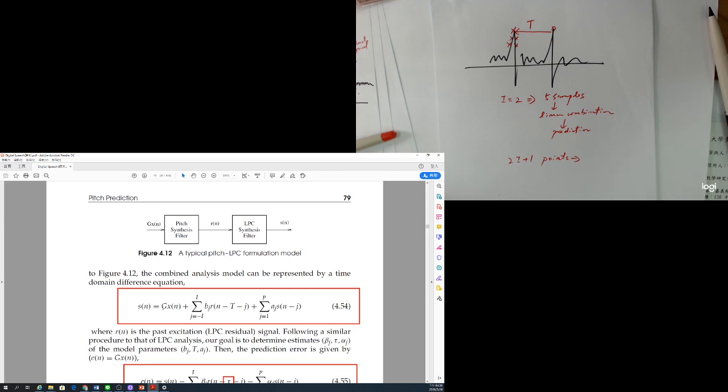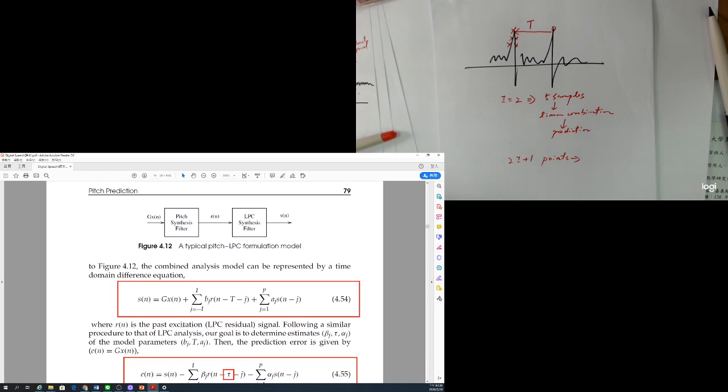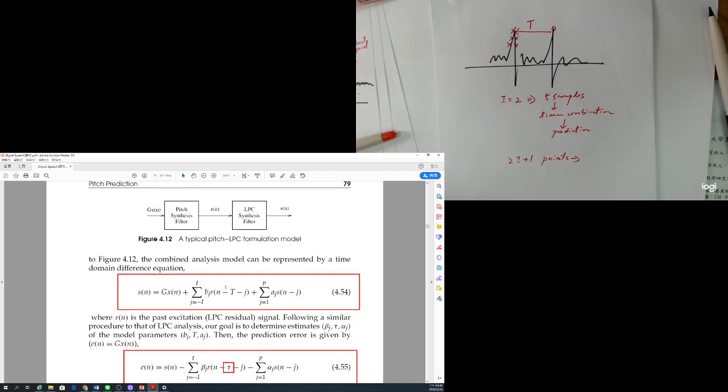We consider this based on your synthesized signal. We assume it is based on the residual signal, the past excitation, which is the LPC residual signal. The synthesized signal compared with the original signal has a difference, and the difference is the residual signal. Based on the residual signal, we try to find your long-term prediction.